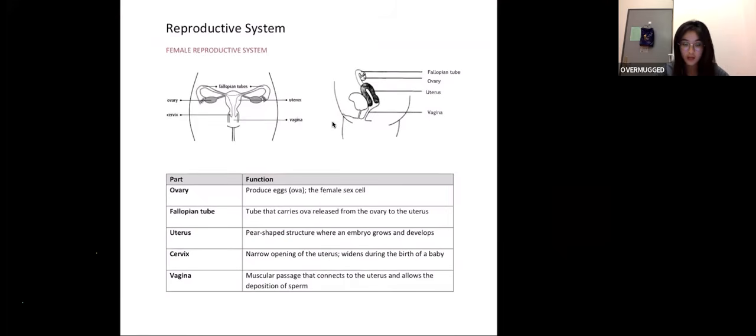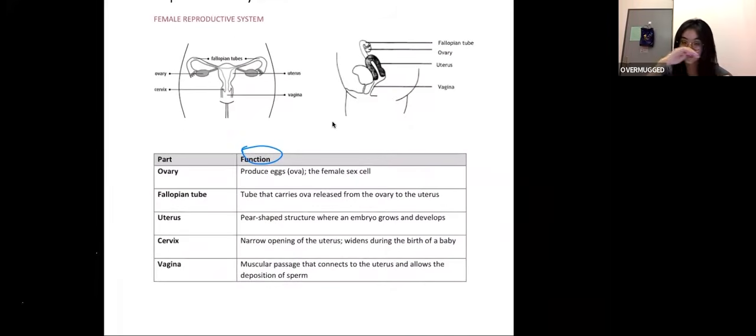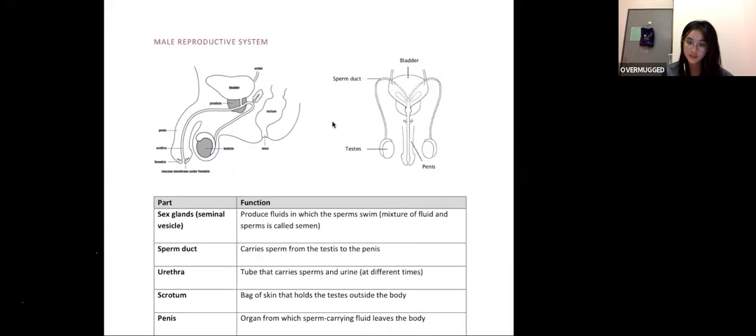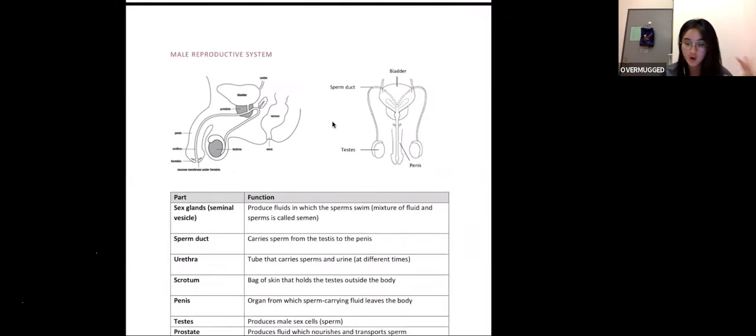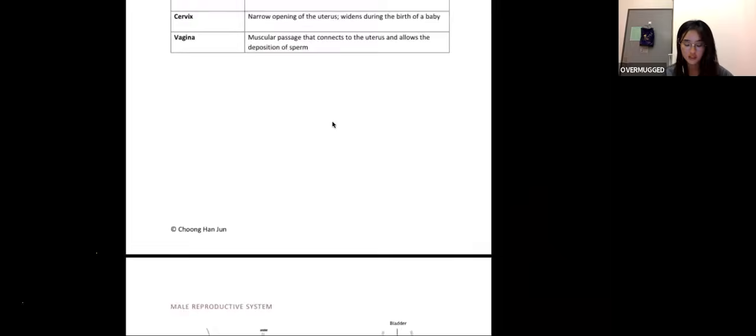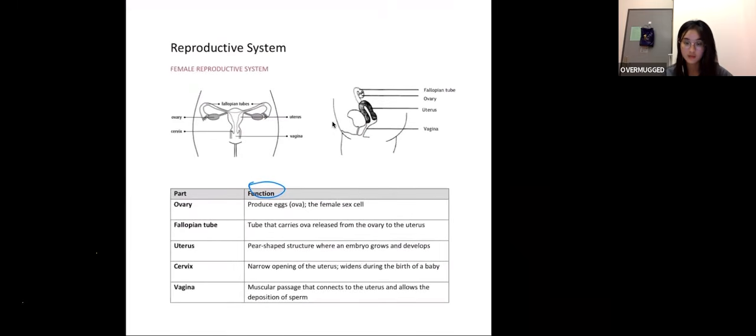So for this topic, you need to know the location of the organs. So where's the ovary, where's the fallopian tube, where's the uterus, cervix, and vagina. Then you need to know the function of each of these organs. Very important. Same for the male reproductive system. You need to know where these organs are located and what is the main function of each of these organs. Also, for both the female and male reproductive system, there are two views, front view and side view. You must know both views.